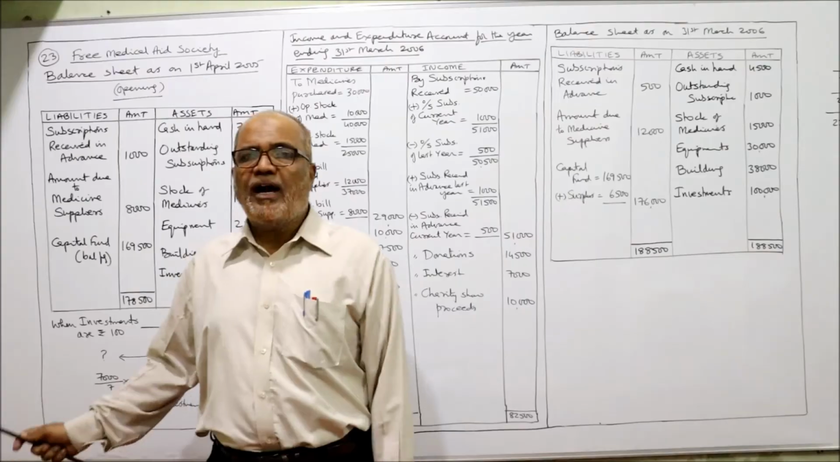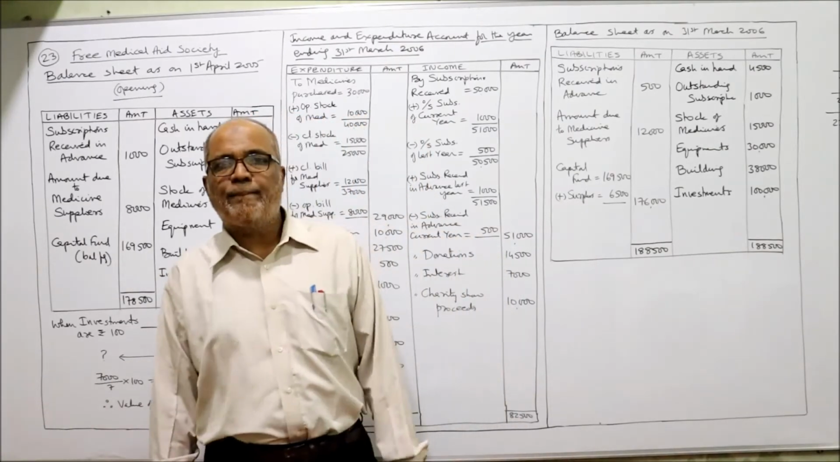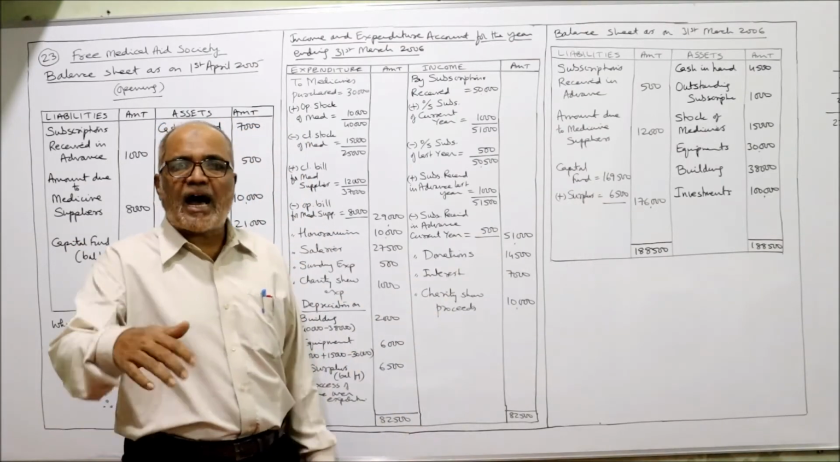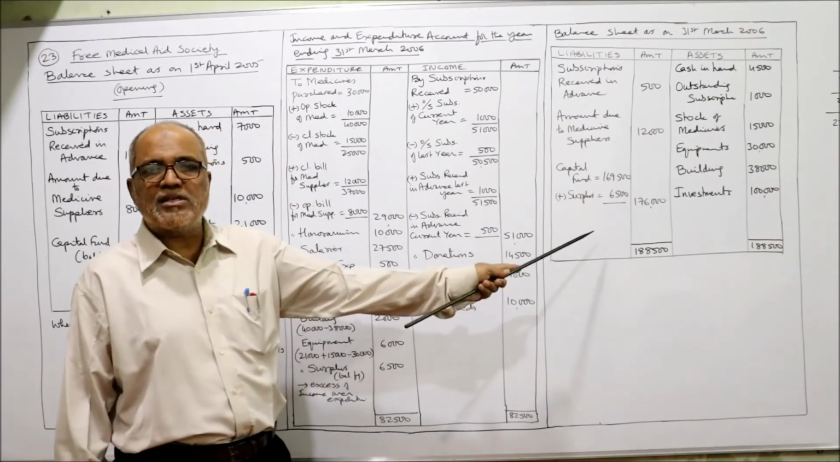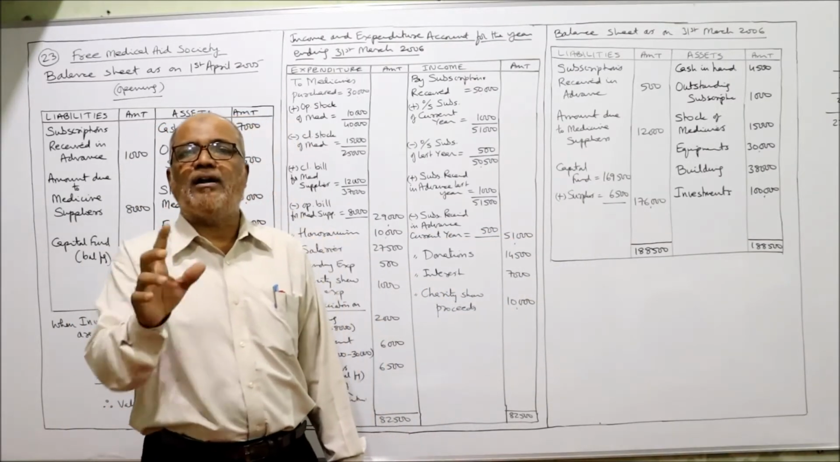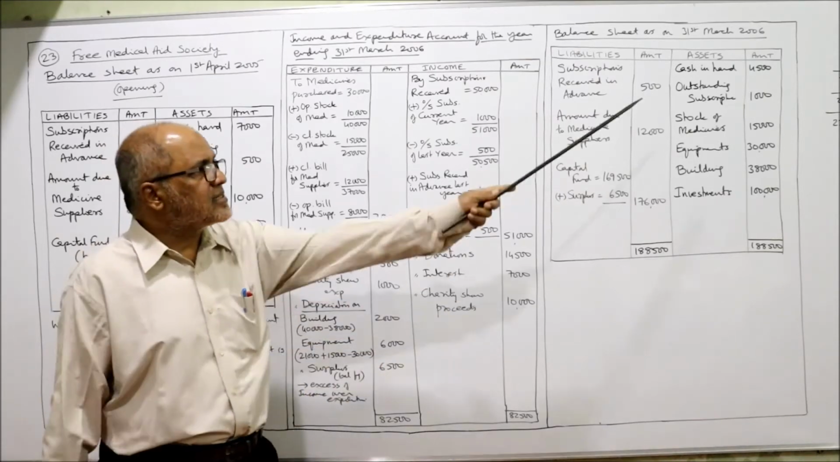Now capital fund. The capital fund at the beginning of the year is 1,69,500. Already we have calculated 1,69,500. To this we add the surplus. We got a surplus of 6,500. Add up, 1,76,000 is the capital fund at the end of the year. Liability side completed. Now I am coming to the asset side.